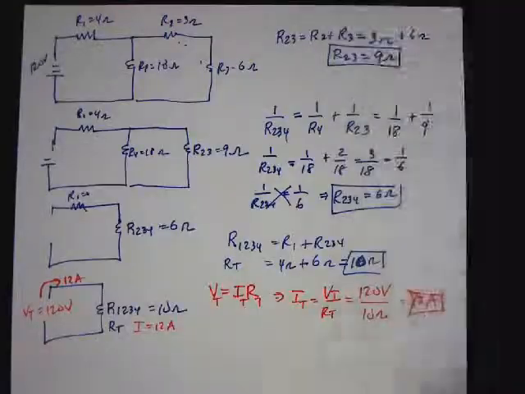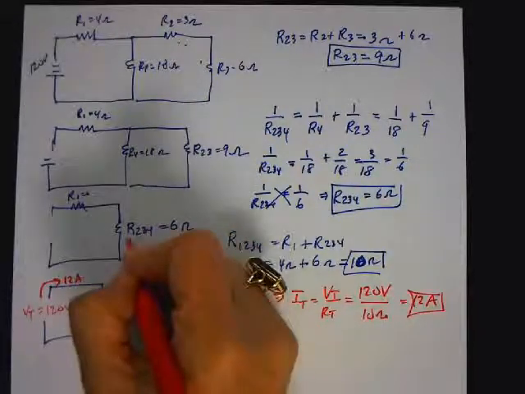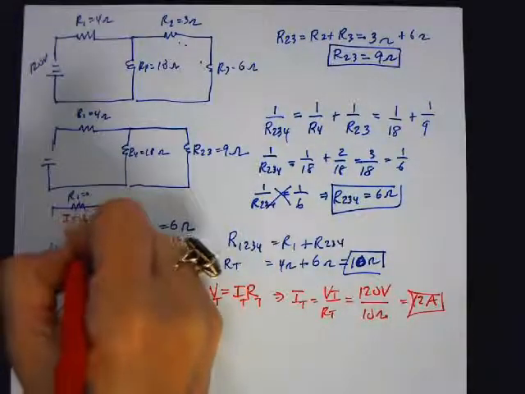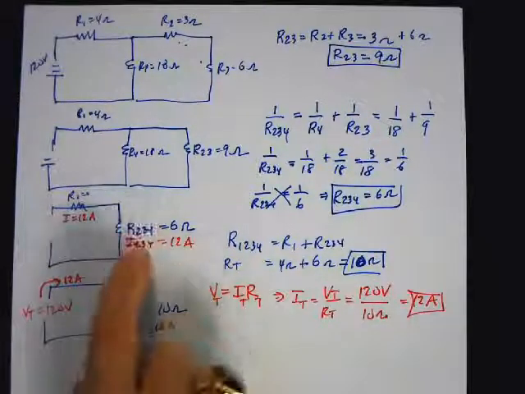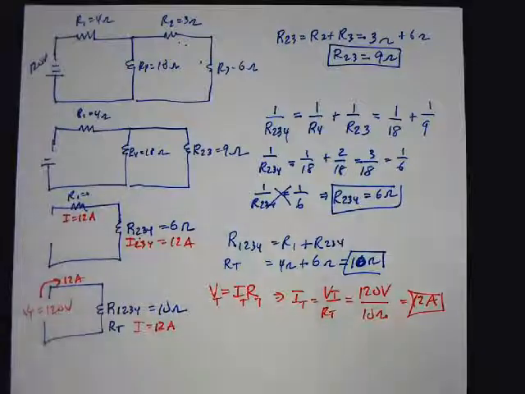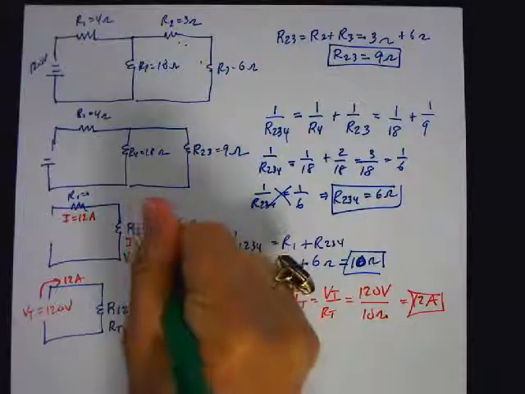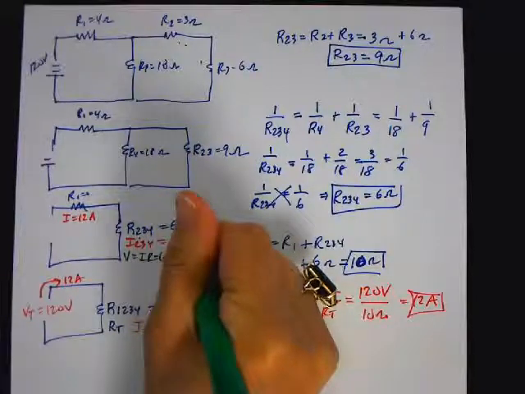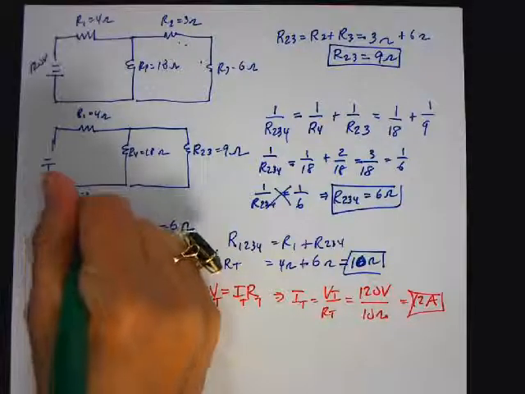So what that means is, if this is 12 amps, that means this is 12 amps, and this is equal to 12 amps. Well, what am I going to do with that? Well, if I have R and I, what can I find? V, right? So the voltage drop here, V is equal to IR. So 12 times 6. 12 times 6 is 72. And then here, V is equal to IR.